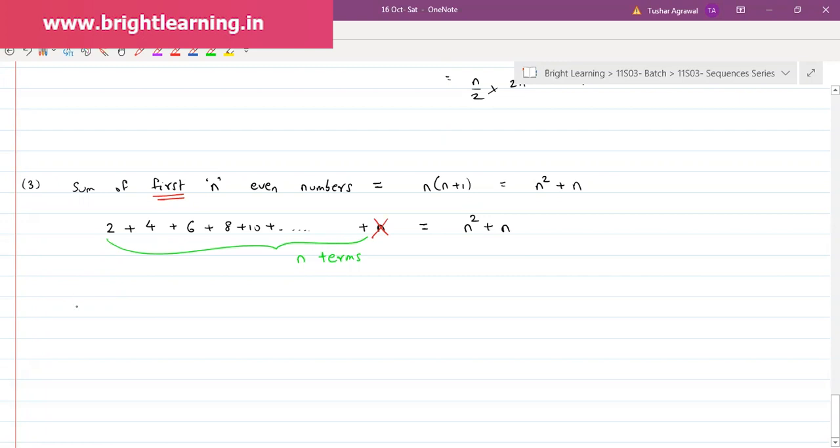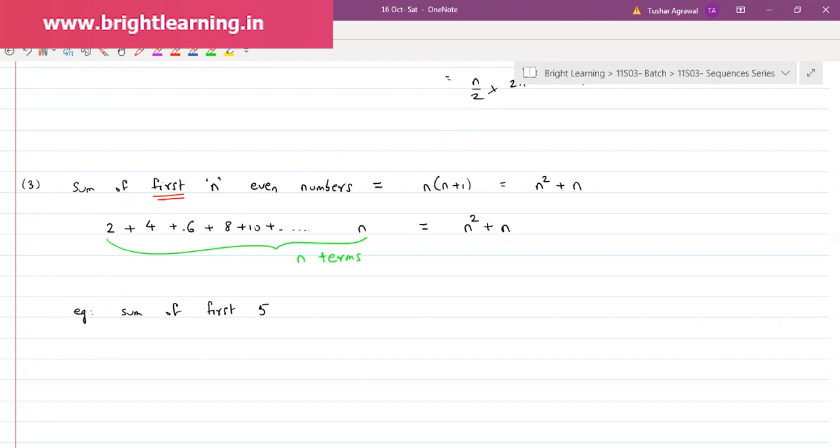Sir, instead of writing a plus n at the last, we can write only n also, and then it will show as n terms? No, if you write n at the last this way, it means that you're concluding, finishing this sequence at n, and that n will be a part of that sequence.